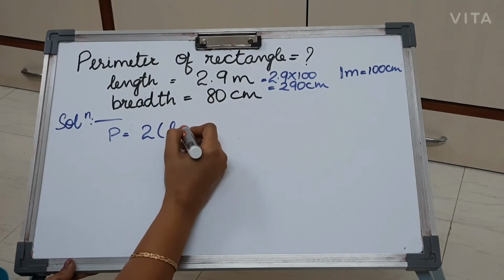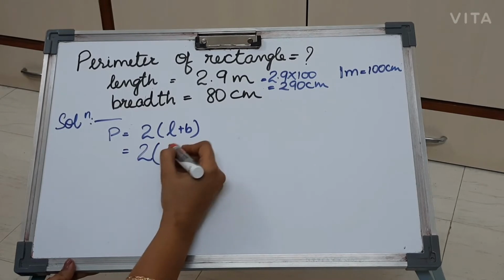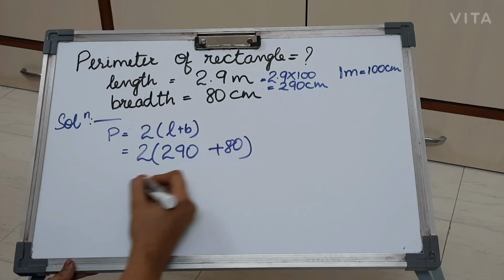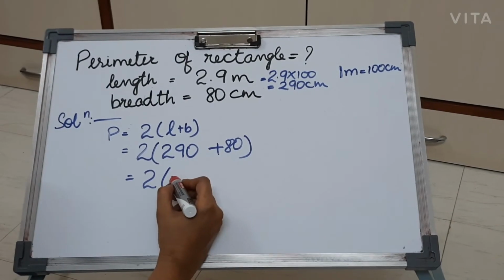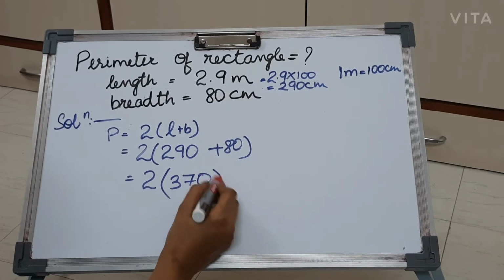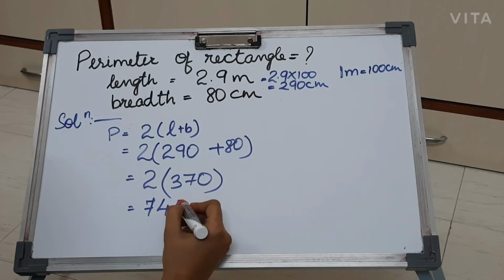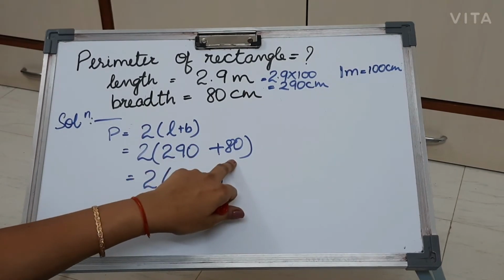2 is equal to L plus B. The formula is 2 times length, we got here 290, plus 80. Now we will solve it further. When we add it up we get 370. Now 2 multiplied by 370 is what? 740 centimeters.